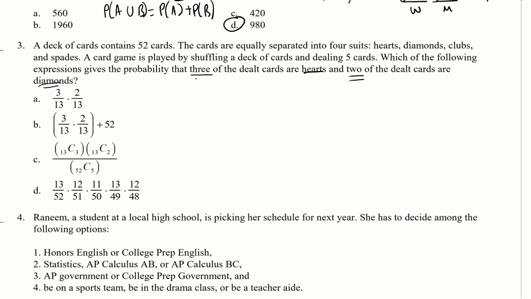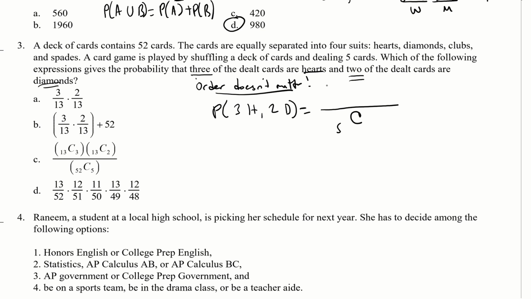Now notice that it says 3 of the cards are hearts and 2 of the cards are diamonds. This means order doesn't matter. And we want the probability. Since order doesn't matter, we can get any 3 hearts and any 2 diamonds, in any order. So 3 hearts, 2 diamonds. This is similar to the 3 women, 2 men example, where we have the combination.